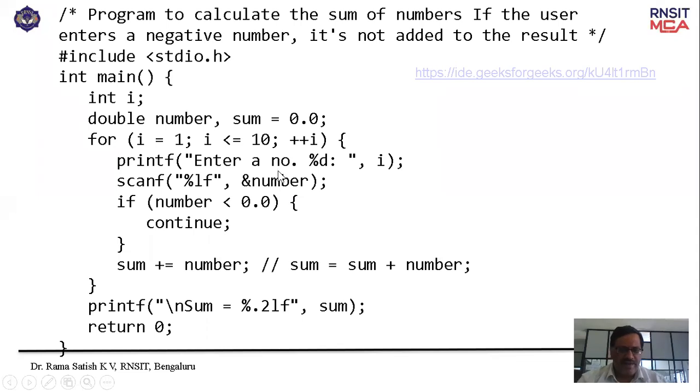The same previous example we have done. If you have to keep on reading all 10 numbers, but if a negative number comes, then you should not include it in the addition, that is the sum. This is the code, and the same code is there in the link. You can run it, take a snapshot, or I'll share the same link with you and we can run it. That's all for this class.